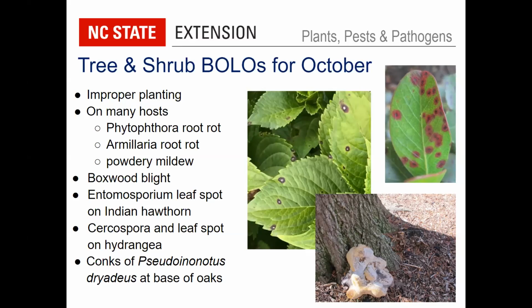Boxwood blight, I had mentioned in detail a moment ago. And Entomosporium leaf spot on Indian hawthorn and on any photinias, red tip photinias that are still left in the landscape. You can see that photograph in the upper right there, the bright red spots that develop a little kind of gray blister center where the spores are produced. That's very variable depending on the susceptibility of the particular cultivar of Indian hawthorn.